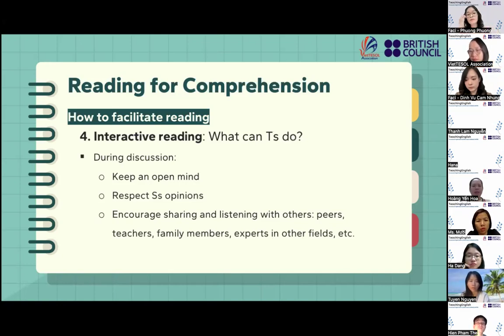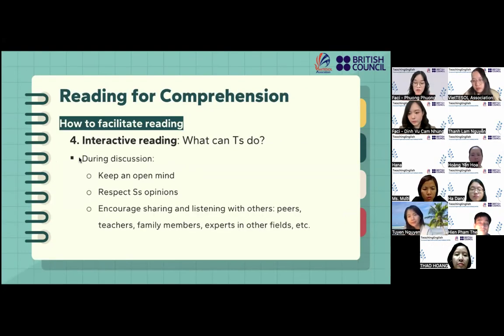And also, I want to bring the reading and this activity beyond the classrooms. So students not only can share during the class with their peers and teachers, but students can also talk about what they have read with the family members, with maybe some expert in other fields. So if you have an opportunity, for example, you can invite some guest speakers, or maybe the students themselves know somebody who can share an insider's views.